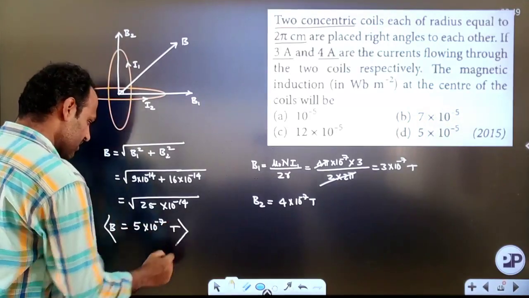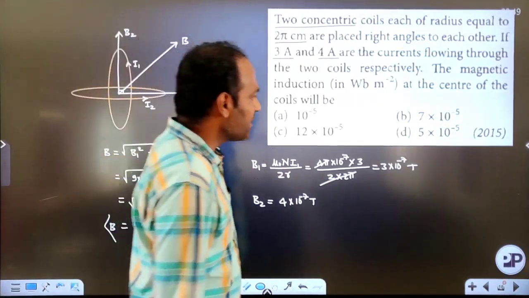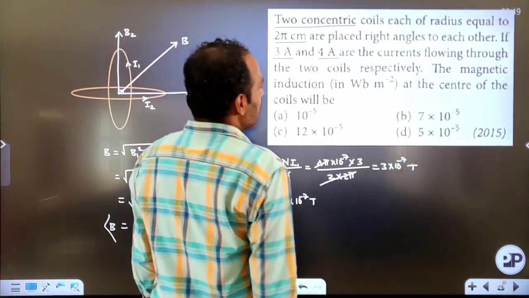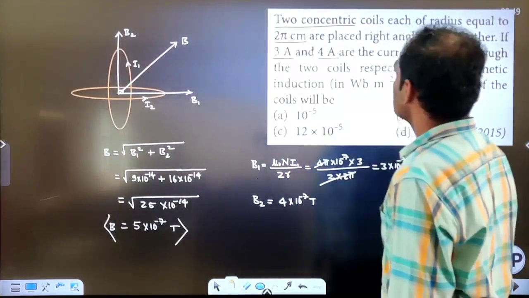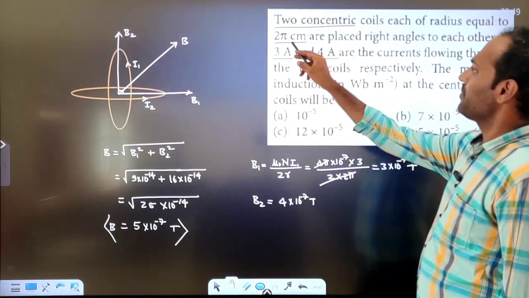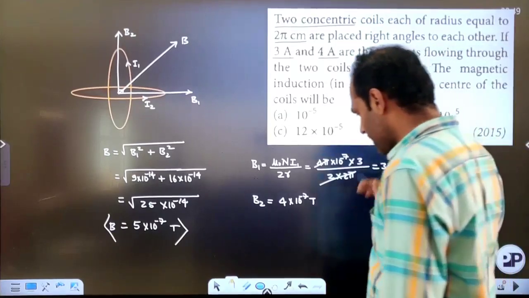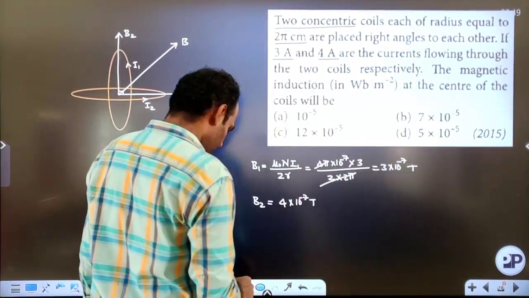ನಮಗೆ net magnetic field ಎಷ್ಟು ಇರ್ತದ್ರಿ? 5 into 10 to the power minus 7 ಬಂದದ್ರಿ ನಮಗೆ. So here one thing is, see this is in centimeter. 2 pi centimeter. ಅದನ್ನ ನಾವಿಲ್ಲಿ ಮೀಟರ್ ಒಳಗೆ ತಗೋಬೇಕಿತ್ತೆ. We have taken it in centimeter. Okay, sorry. We'll take it in centimeter now.